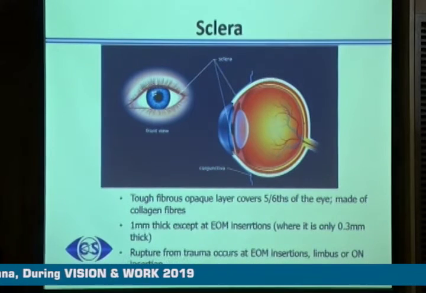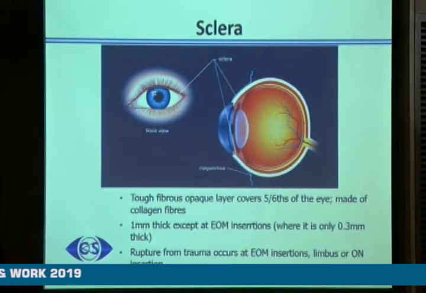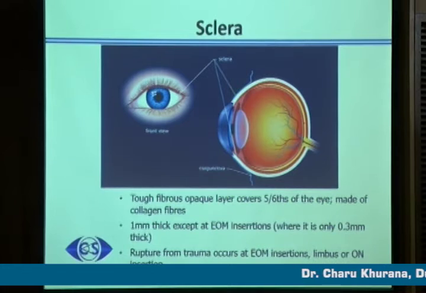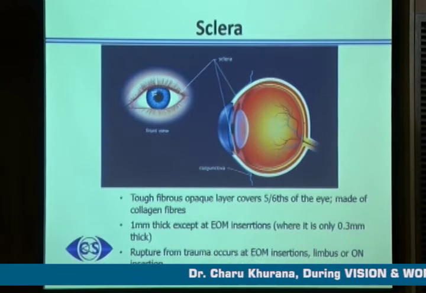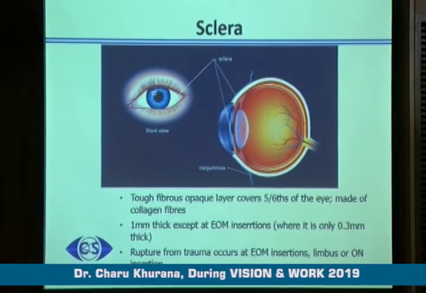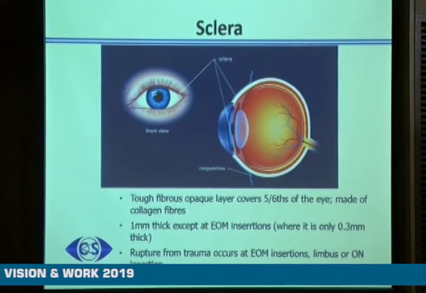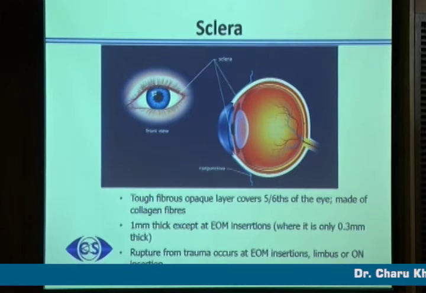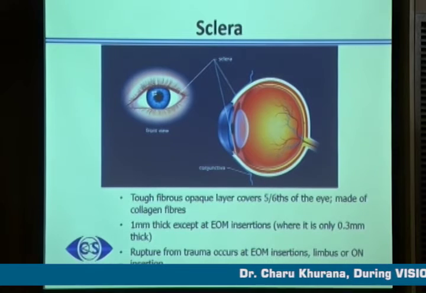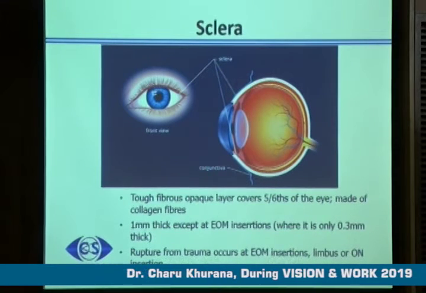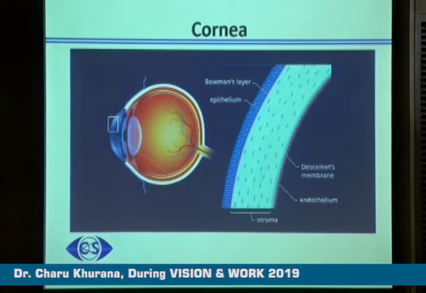The thickness varies from about 1 to 0.3 millimeters, but it is vulnerable to trauma or injury at the site of the muscle insertions, at the limbus, and at the insertion of the optic nerve. Inflammations of the sclera may also appear as redness of the eye, so they have to be distinguished from the redness of conjunctivitis, and so a more detailed examination may be needed. This can also come in association with arthritis or other immunological problems.